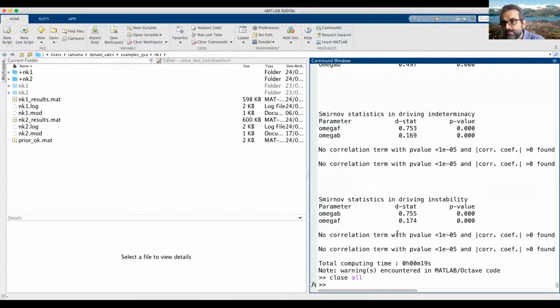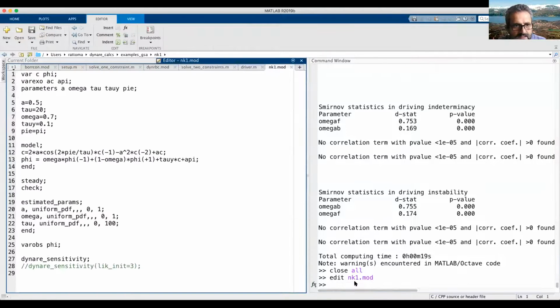Okay, I hope you see MATLAB. So here is an implementation of the New Keynesian Phillips curve. So we have the cycle and the Phillips curve with the omega. This is the very first example that I showed you. As I told you before, if you just want to explore things, you don't need to be precise. You just list some uniform priors and you check what's happening.